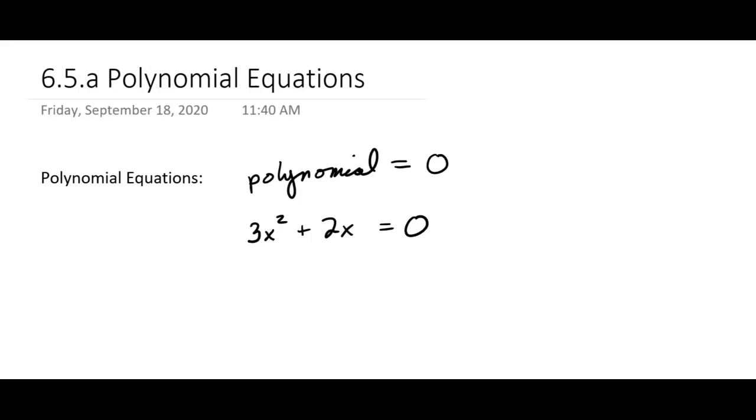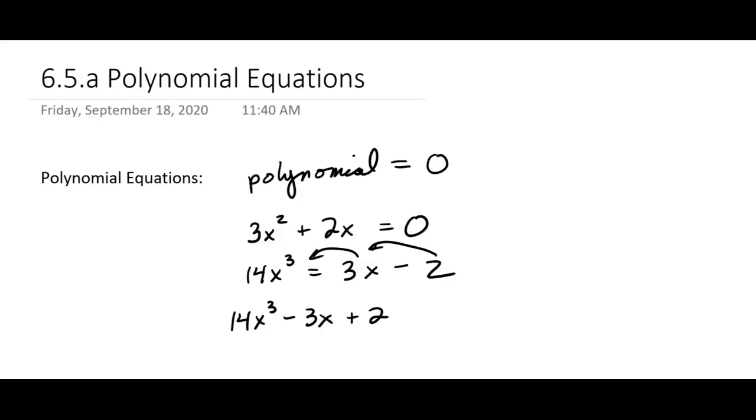Or you could have 14x cubed equals 3x minus 2. And that's a polynomial equation because you could put everything on the right over to the left. You could rewrite it as 14x cubed minus 3x, moving this to the other side, and then plus 2, bringing that over to the other side, equals 0. And so polynomial equations can do that.